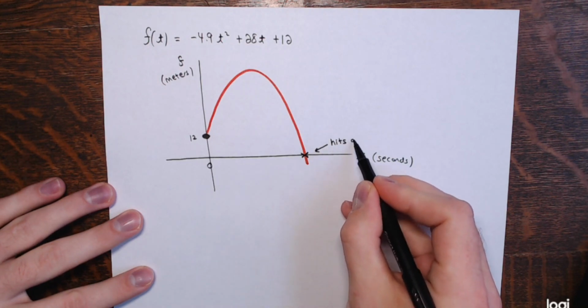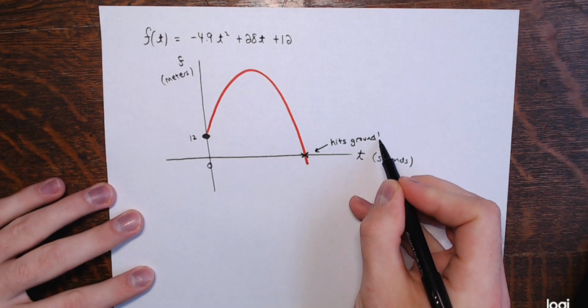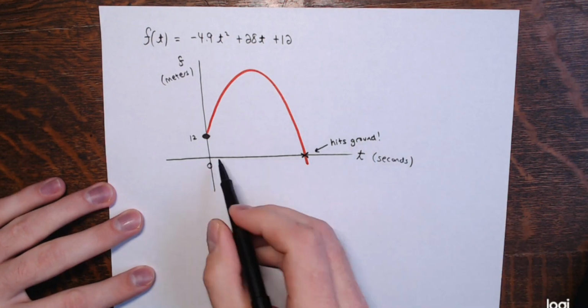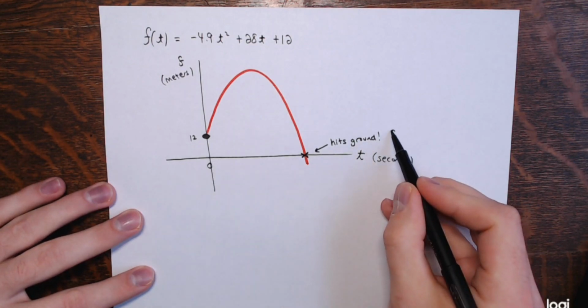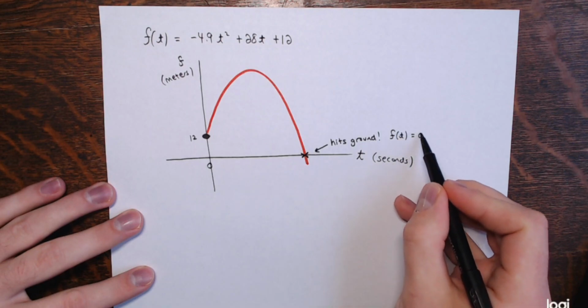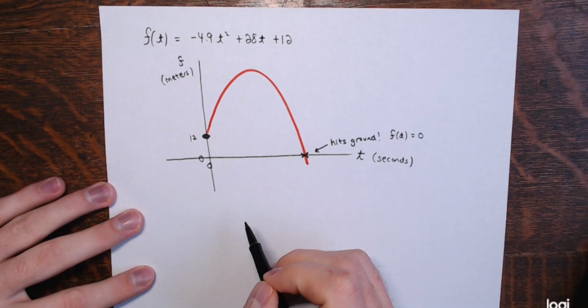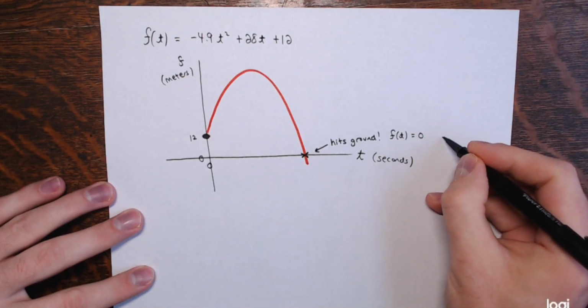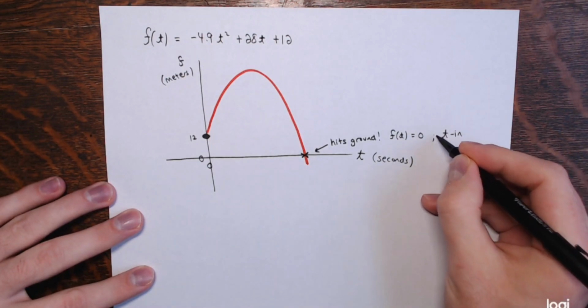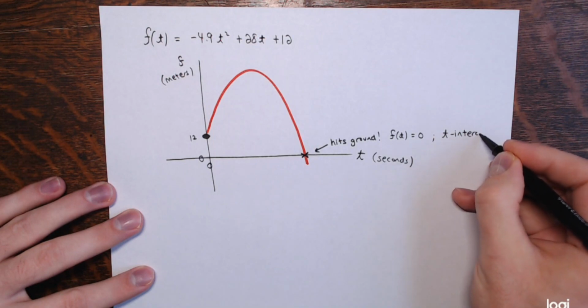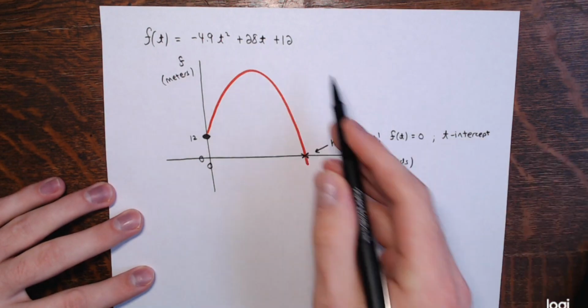Hits ground. That's when f of t is equal to 0, right? When the output is 0. In other words, the t-intercept. Or if this was x, it would be the x-intercepts.